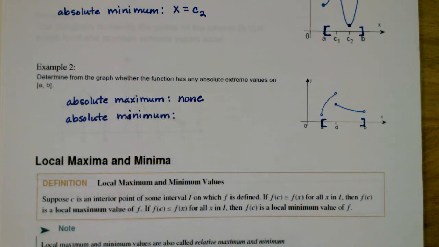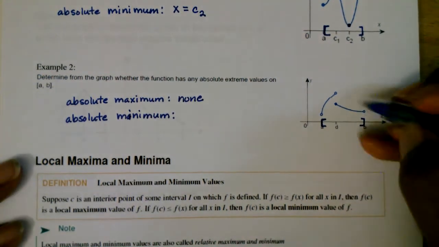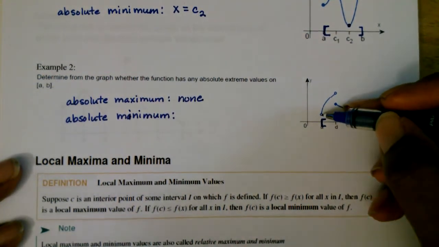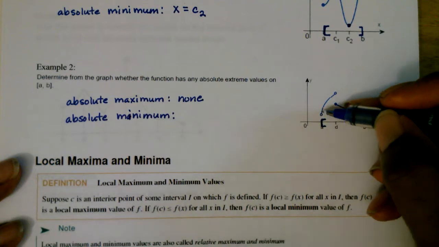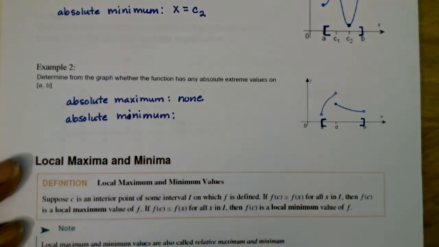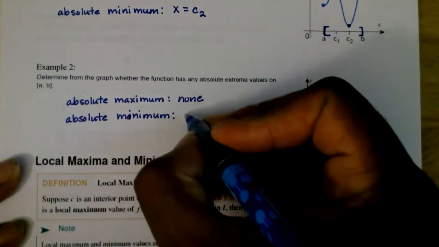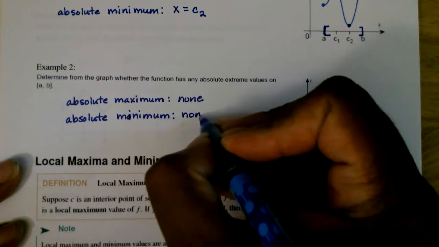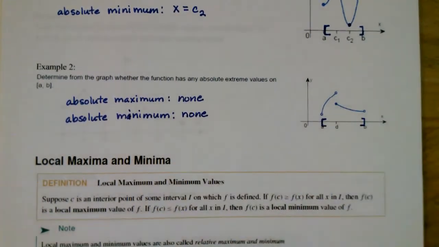And then for the absolute minimum, you would think this will be the lowest point. However, it also has an empty circle there. So this has no absolute minimum. Okay. So that's how we identify absolute maximum and absolute minimum.